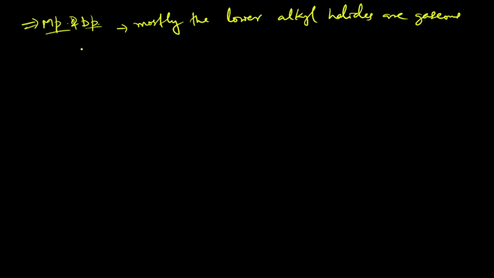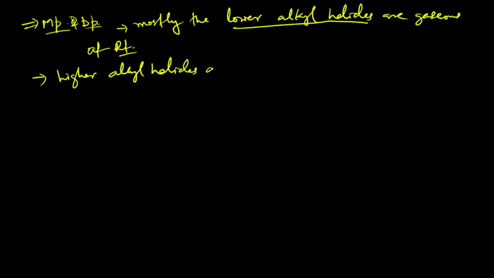Mostly the lower alkyl halides are gases at room temperature, RT. This is for the lower alkyl halides. Lower means CH3Cl, CH3Br. But the higher alkyl halides are liquid at room temperature.